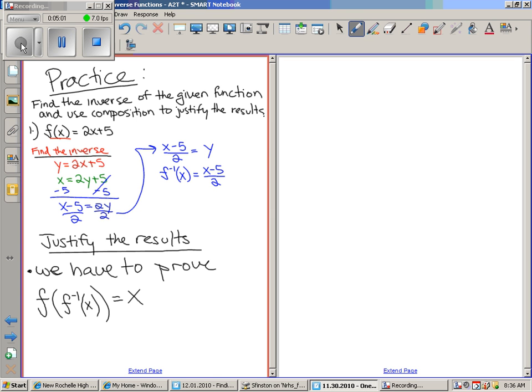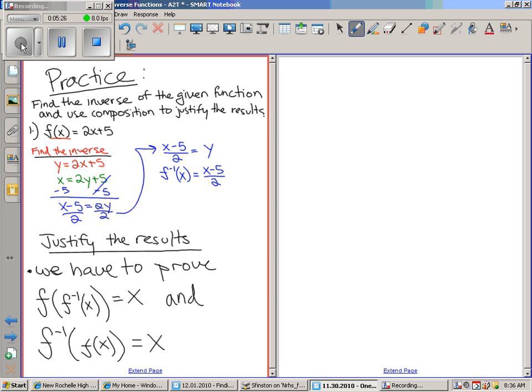And when we do the opposite, when we take the inverse and we sub f of x into it, what are we supposed to get? If this takes place, the two are inverses of each other. End of story. You get what we did yesterday a little bit? Okay.